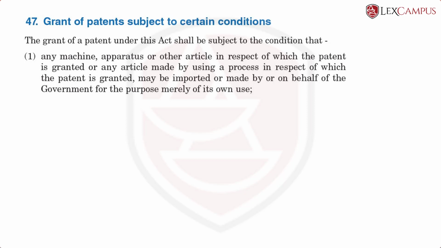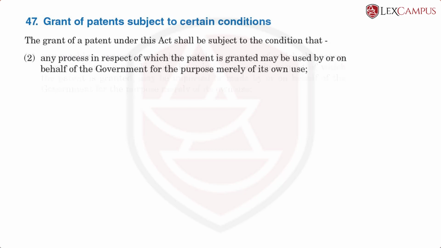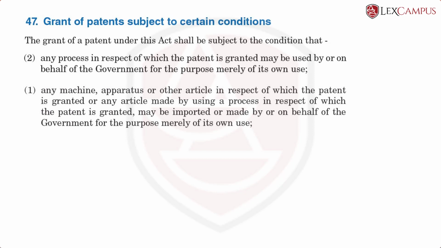A patent is granted to any patentee in India on the condition that if the government wants to use it, you can't stop the government. 2. Any process in respect of which a patent is granted may be used by or on behalf of the government for the purpose merely of its own use. Now, 1 and 2 pertain to products and processes. 1 talks about products, product patents, whereas 2 separately talks about processes.